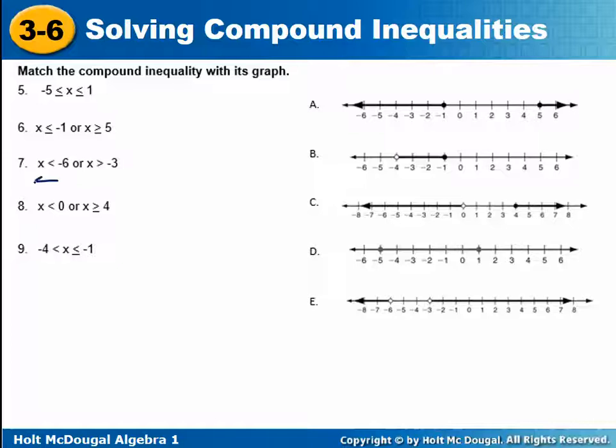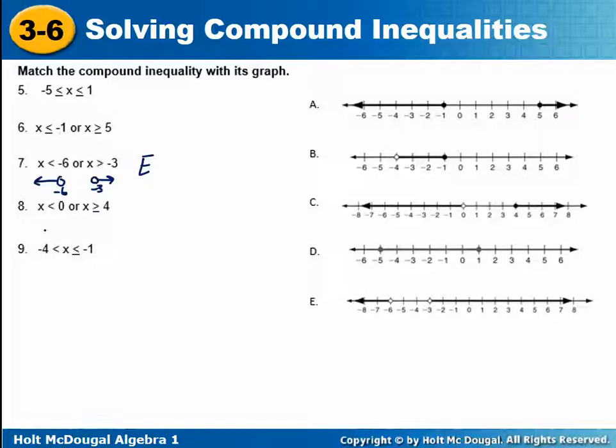So we know that it's going to go 2 different directions. -6, so we should have a point at -6 and it should be an open circle. And then there also should be an open circle at -3 because it doesn't say greater than or equal to, it just says greater than. So find something that looks like this over here. Let's see. It looks like letter E would be the best match for that. So we would put E for 7.